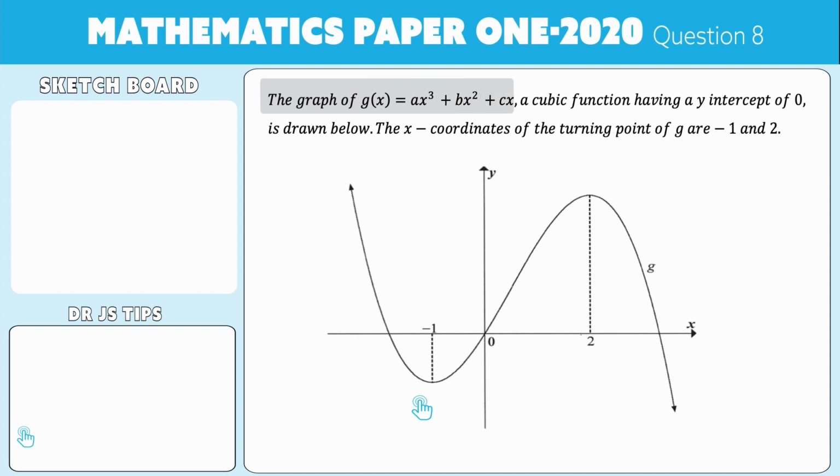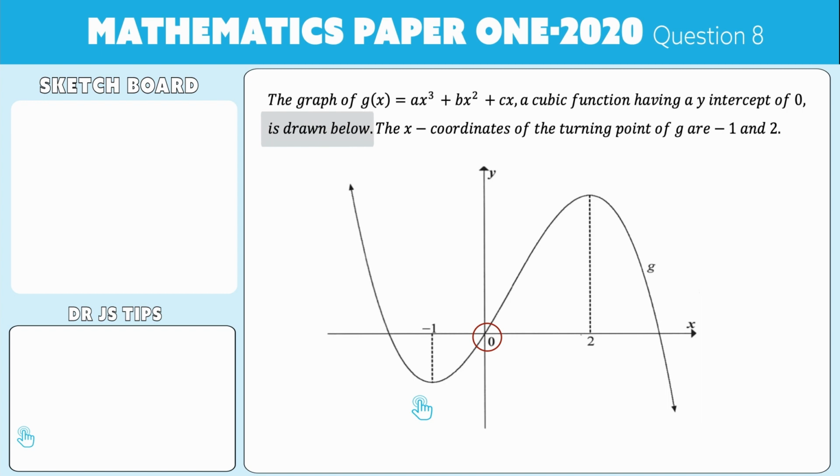They don't give us any of the coefficients. They say it's ax cubed plus bx squared plus cx. Okay. Now that's interesting. We'll see why that matters. Then they say it's a cubic function that has a y-intercept of 0. Okay, that's quite clear. The graph goes through the origin.